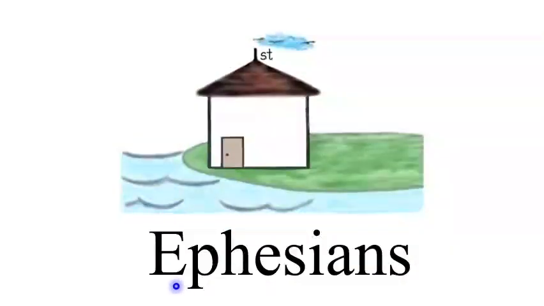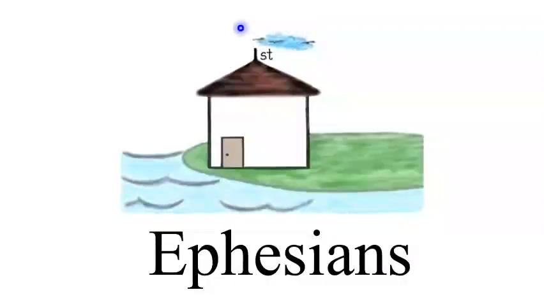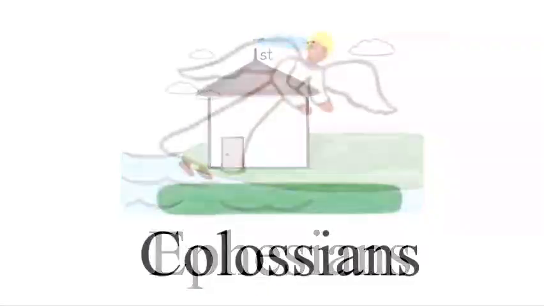The icon for Ephesians is the first church in Revelation by the sea, because the Bible says, "Unto the angel of the church of Ephesus write," and "hath raised us up and made us sit together in heavenly places." Since the phrase "in heavenly places" is mentioned 4 times in the Bible, and they are all in Ephesians, a blue cloud with birds above the church is drawn to depict "in heavenly places."